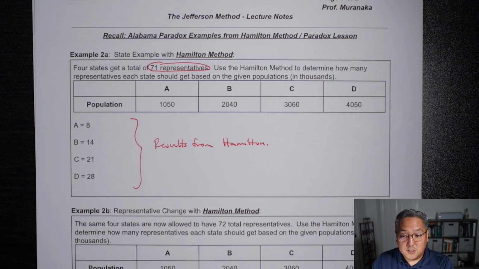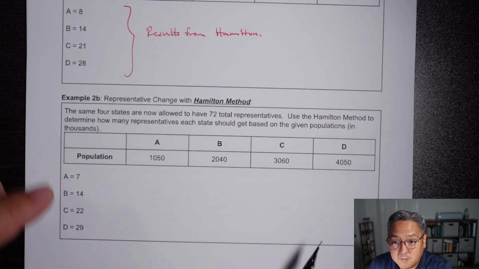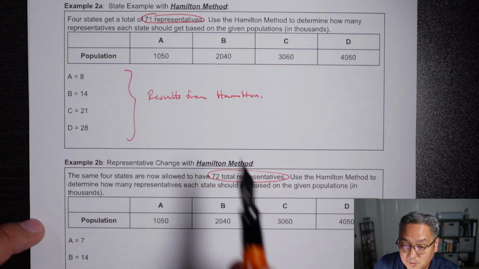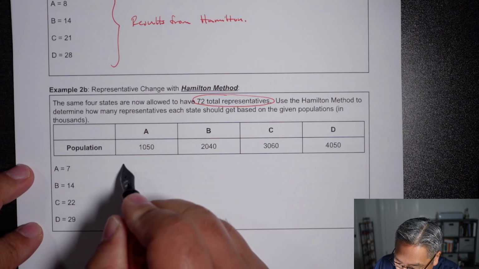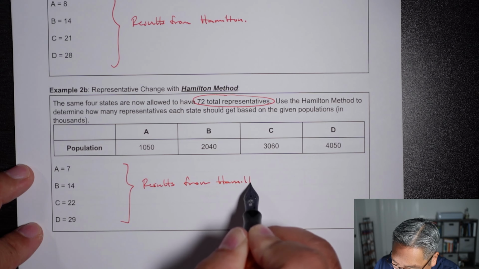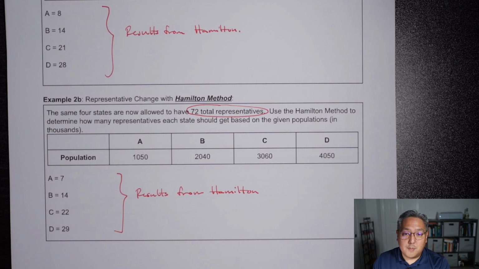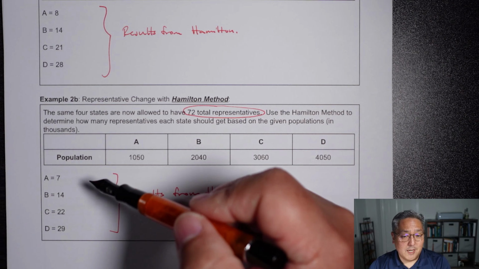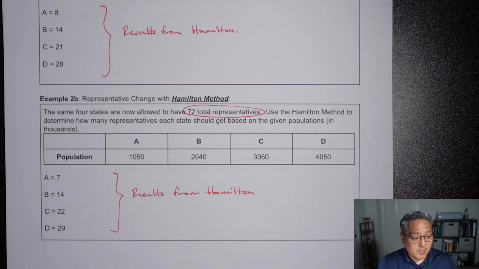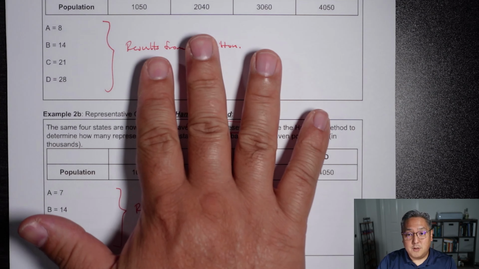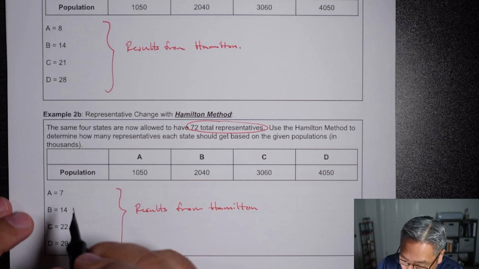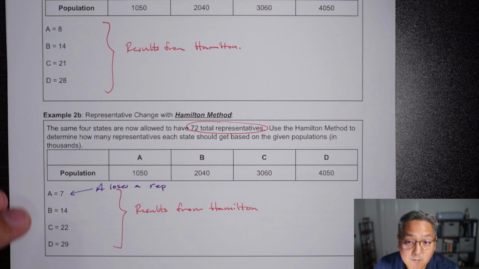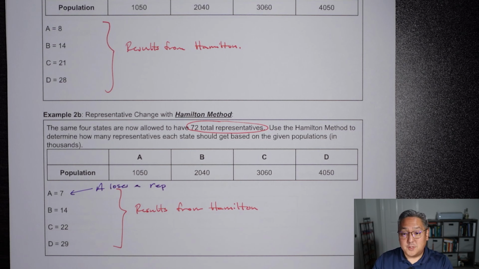But recall that when things sometimes change, like a representative change, and you go up to 72 representatives from the original 71 we saw before, when you rerun the Hamilton method we end up with these results here. Now, notice what happened. Before, when there were 71 representatives, A got 8. Now that there's 72, A only gets 7. So if I'm state A, I'm a little frustrated that I've lost a representative from the situation before when we had more representatives in total. So here, A loses a rep from what existed prior to this change, which was adding a representative.